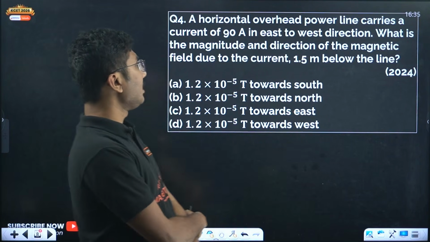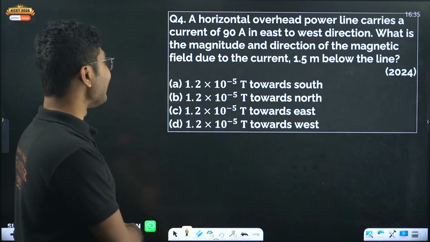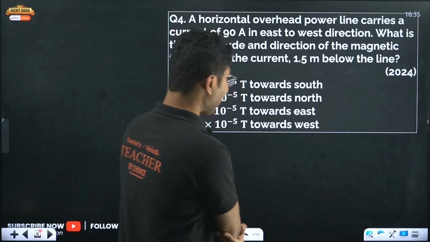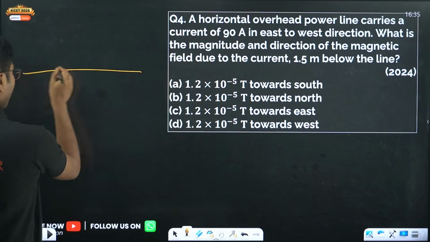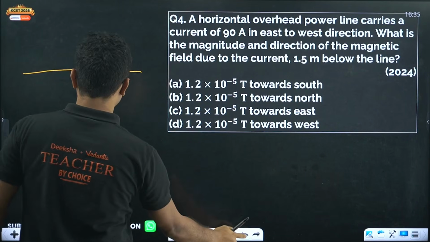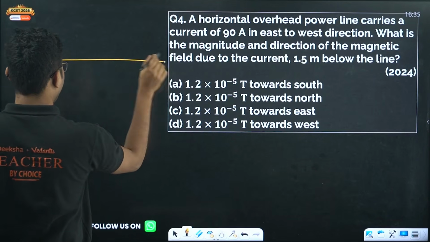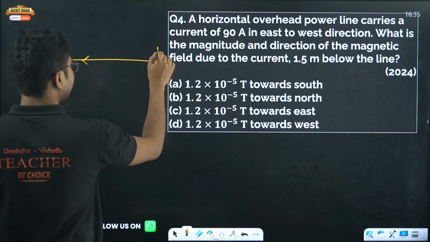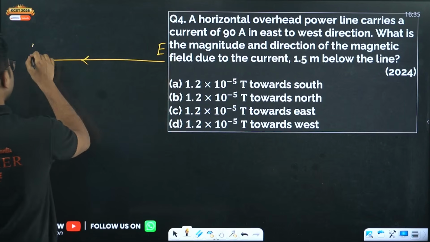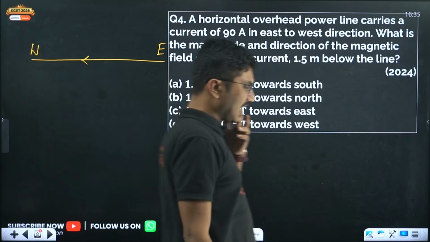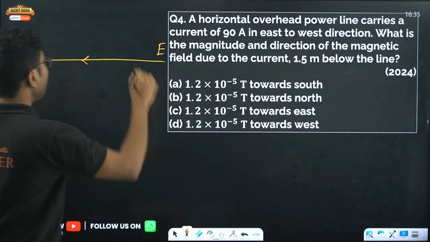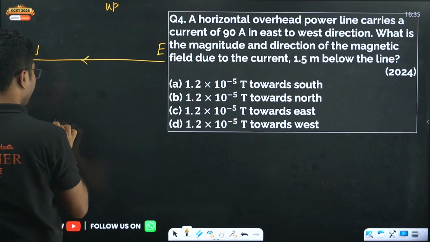A horizontal overhead power line carries a current of 90 ampere east to west direction. So overhead line is carrying some current. Okay, now overhead line means it will basically be a single line. Okay, it is carrying a current from east to west direction. Okay, so this direction is up, this is down.